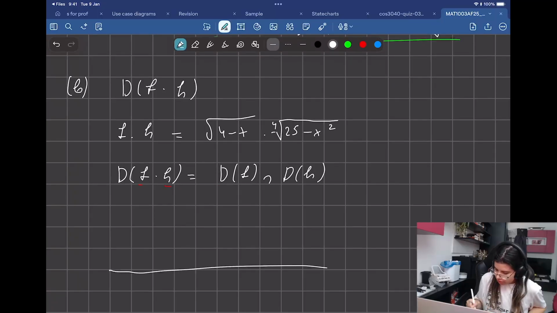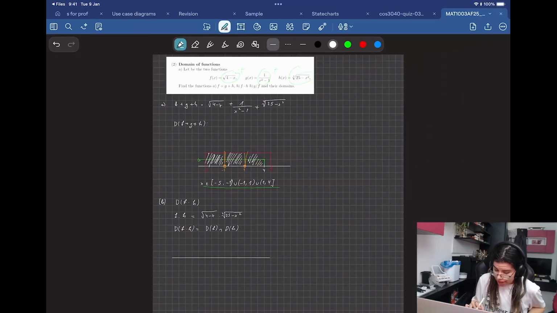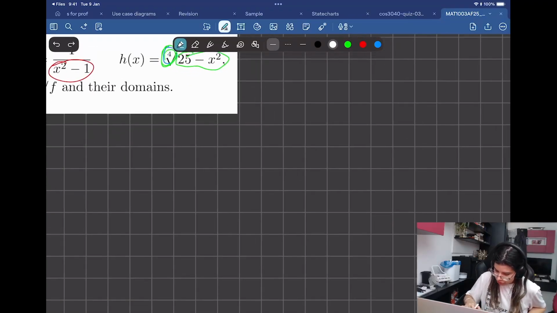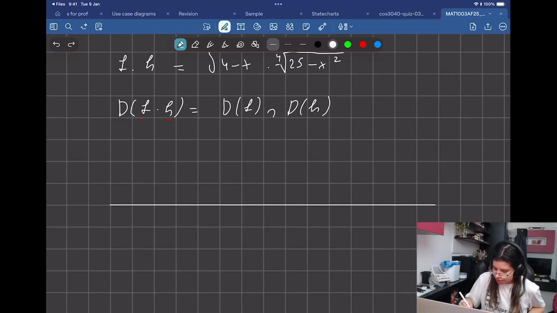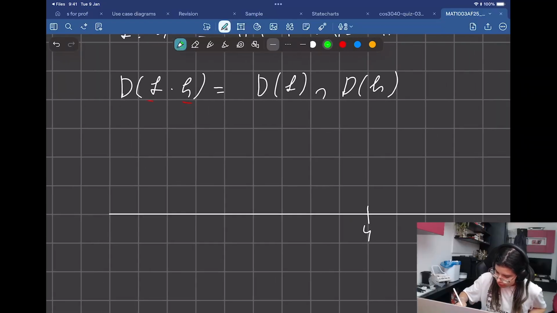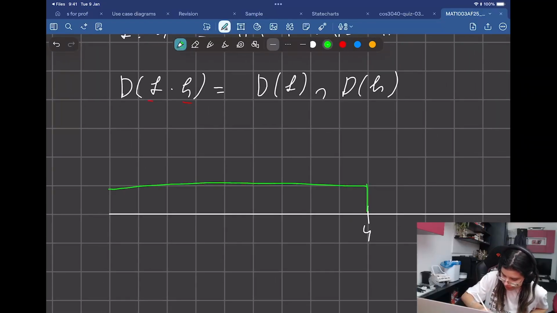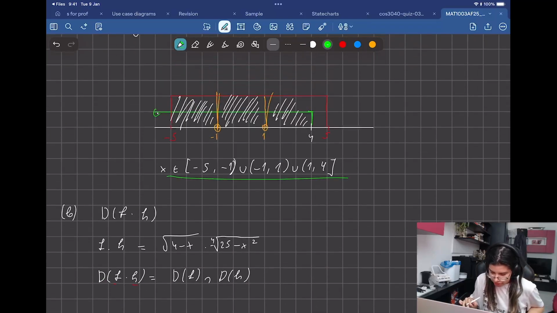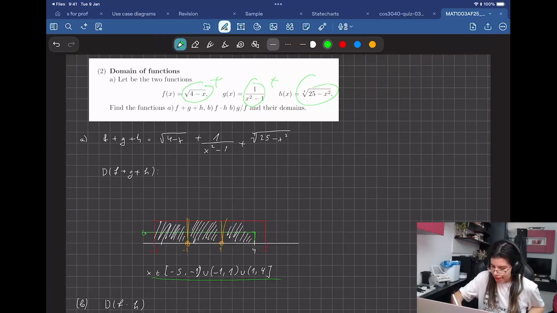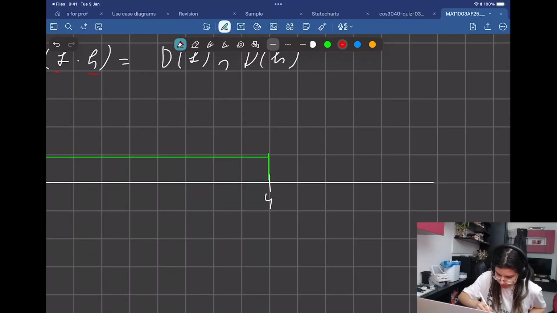So I'm just going to draw the number line again. f is minus infinity to 4, right? So I draw the 4, and I have, what color did I use before? Okay, like that. And then h was minus 5 to 5, I believe. Yeah, h is minus 5 to 5, okay?